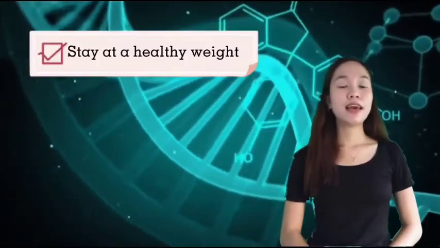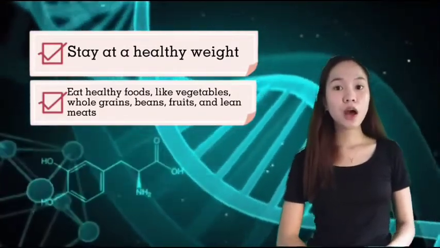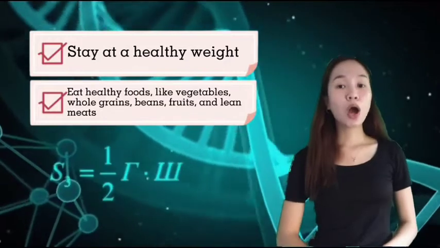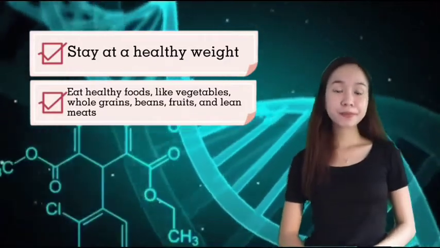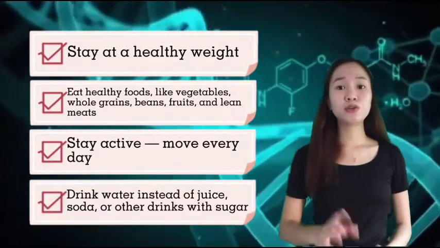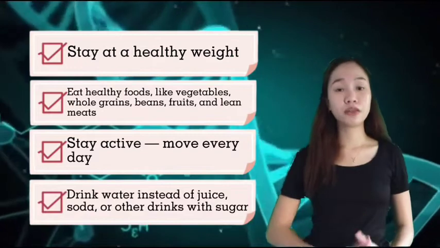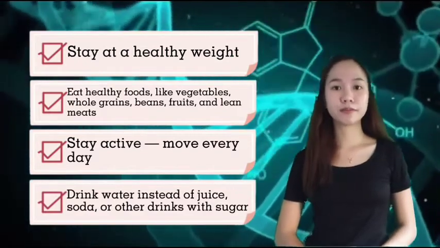Now, for prevention, many metabolic disorders can't be prevented because they are genetic or the cause is unknown. But there are things you can do to lower your risk for developing type 2 diabetes, which is the most common metabolic disorder. These include: stay at a healthy weight, eat healthy foods like vegetables, whole grains, beans, fruits, and lean meats, stay active or move every day, and drink water instead of juice, soda, or other drinks with sugar.